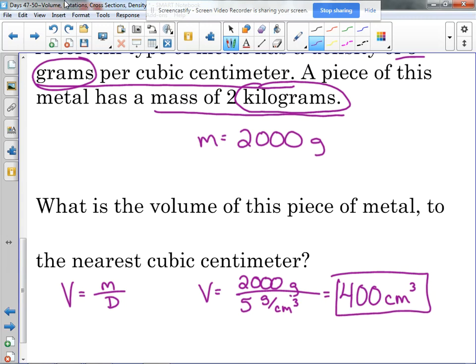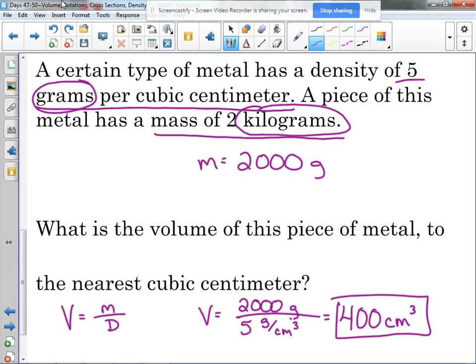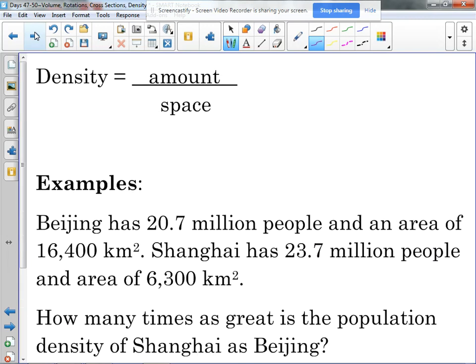So that answer is very different than if I just divided 2 by 5. 2 over 5 cubic centimeters versus 400 cubic centimeters. You've got to make sure that your units agree. Like I said, it doesn't come up too often, but you do have to keep an eye out for that. All right, density doesn't always have to do with mass and volume.